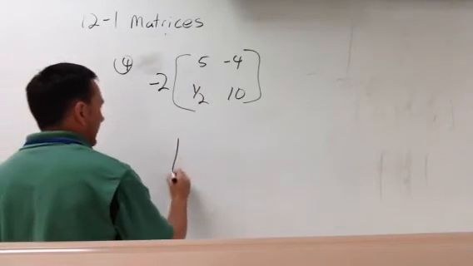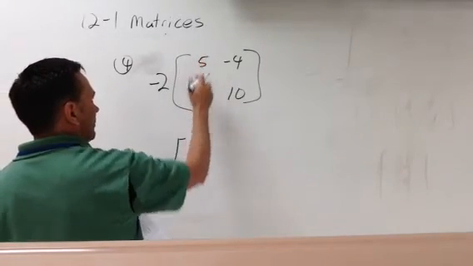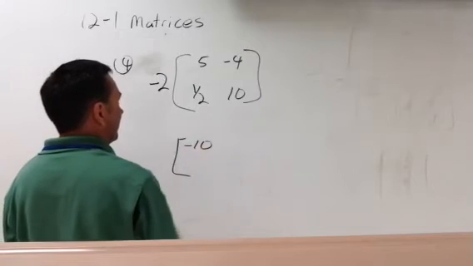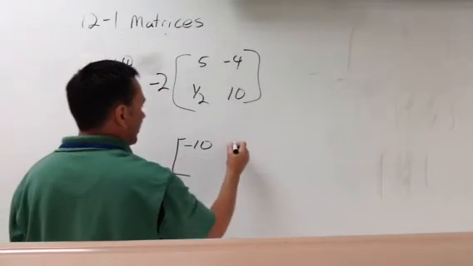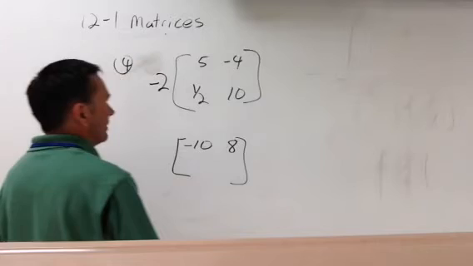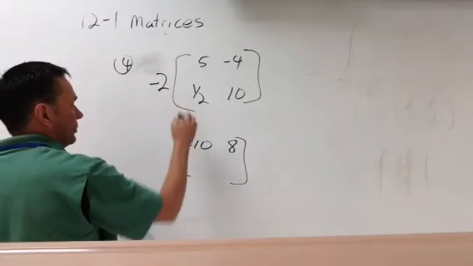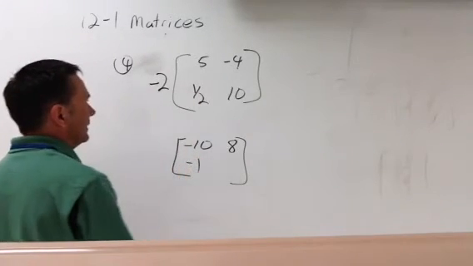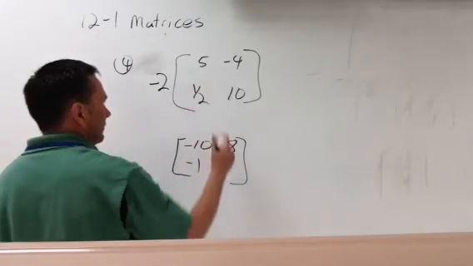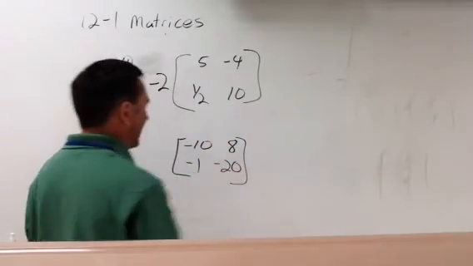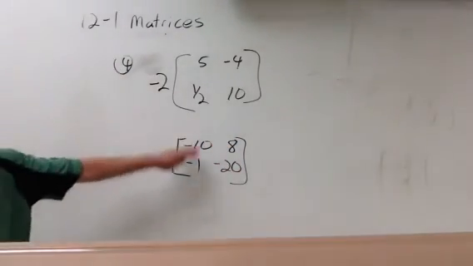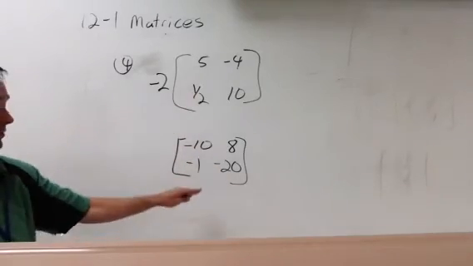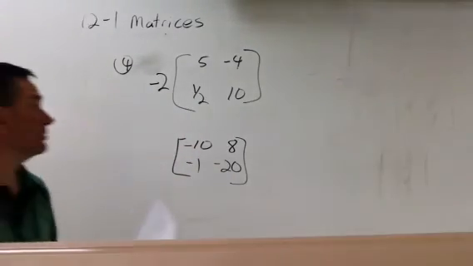When we multiply it out, negative 2 times 5 is negative 10. Negative 2 times negative 4 is positive 8. Negative 2 times 1 half is negative 1. Negative 2 times 10 is negative 20. Again, we kept the same size matrix, a 2 by 2 down to a 2 by 2.